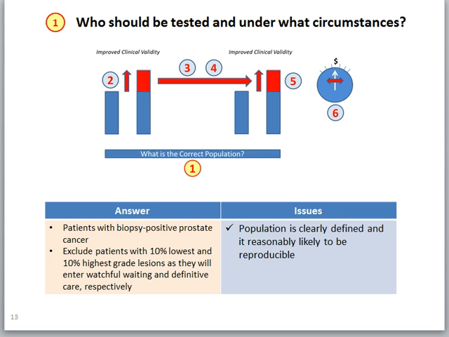So question 1, who should be tested and under what circumstances? Patients with biopsy positive prostate cancer. And let's say we'll exclude the patients with the 10% lowest and 10% highest grade lesions because they will already enter watchful waiting or definitive care respectively. So how does that look? Well, the population is pretty clearly defined, and it's reasonably likely to be reproducible based on how we've defined it.